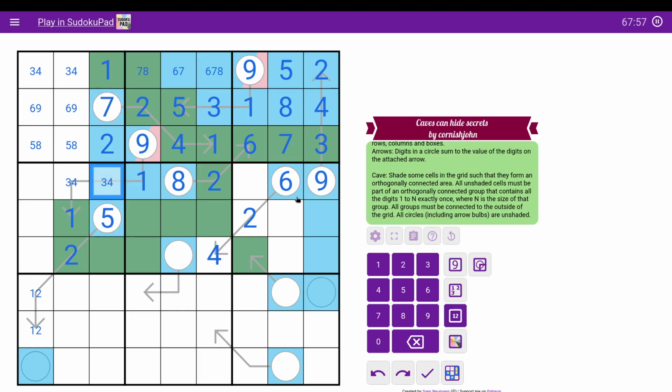Now I need 2 more digits. They have to have the other 3, 4, and they have to have a 6. So it could be this, or it could be this. Oh no, it can't be this. Because this, okay, where does the 6 come from in the blue? It must come from here.